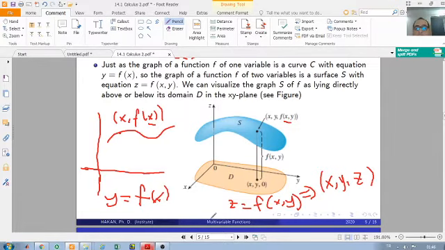We have actually a thing such that it has a volume. So we can visualize the graph of functions of two variables lying directly above or below its domain D in the xy plane.